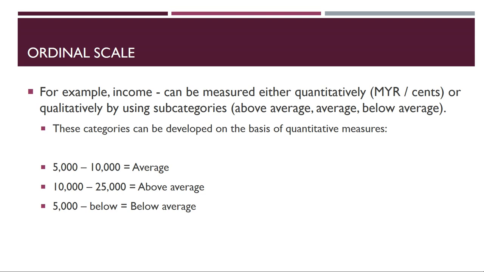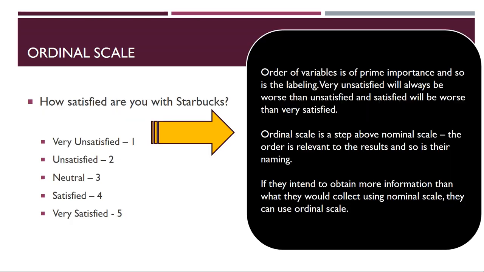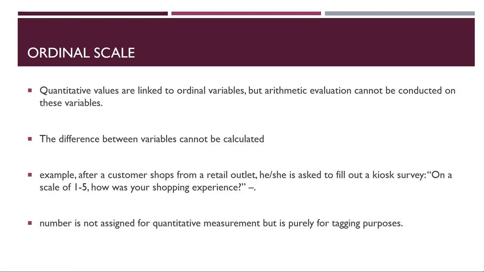Maybe beside income you want to put them into socioeconomic status, for instance. Or you can also measure attitudes, like whether they strongly agree, are uncertain, disagree, and so on. Whether you are satisfied with Starbucks, for instance. The order is relevant to the result, and so is their naming. So if they intend to obtain more information than what they would collect using nominal scale, they can also use ordinal scale. Like maybe you already group them into groups that drink Starbucks and Coffee Bean, and then you want to extract the data on whether they are satisfied with the drink, or which company they are most satisfied with, something along that line.